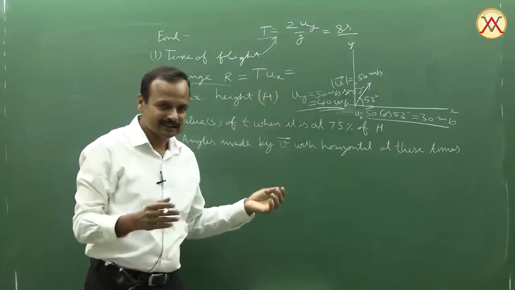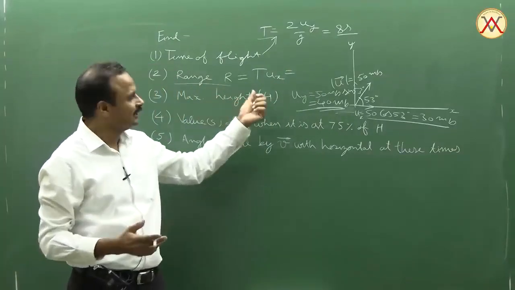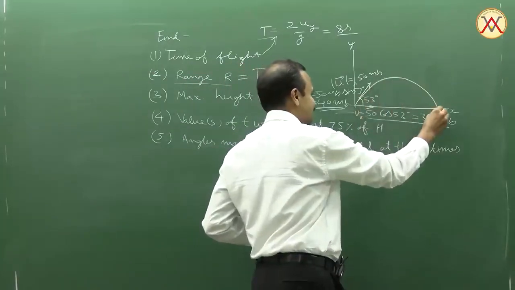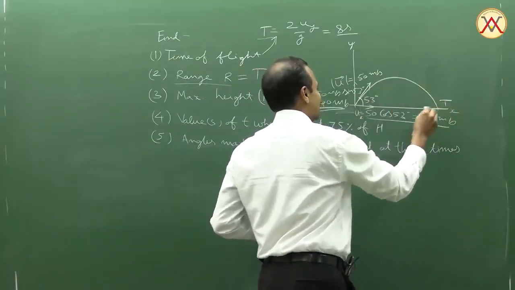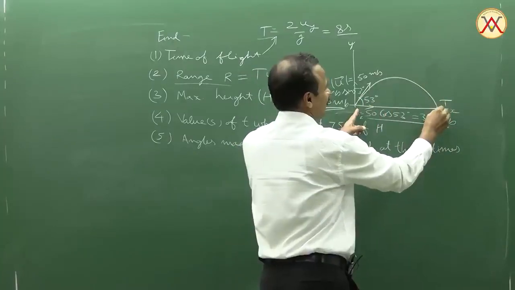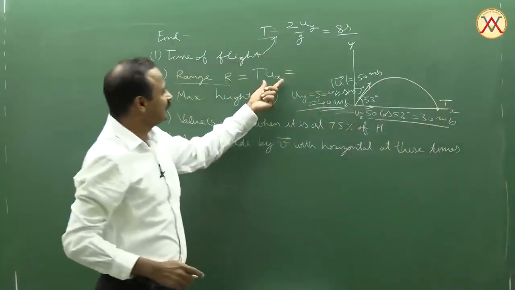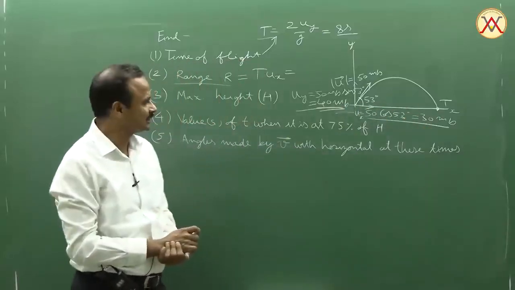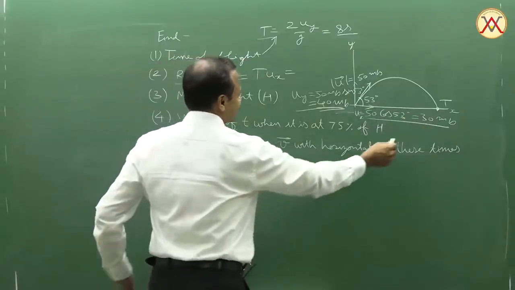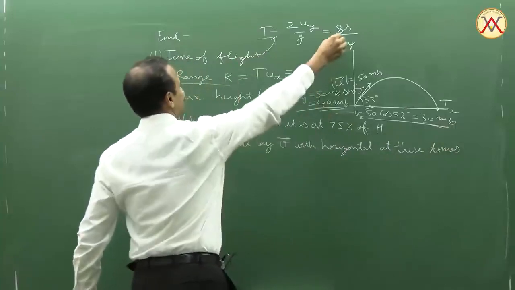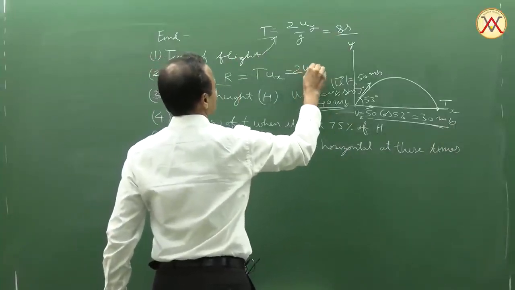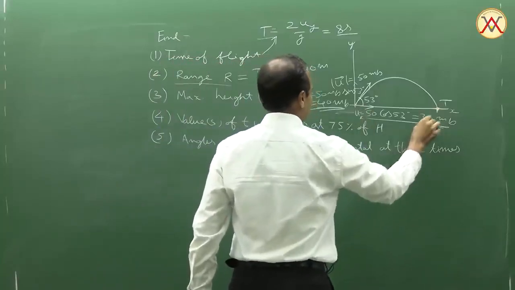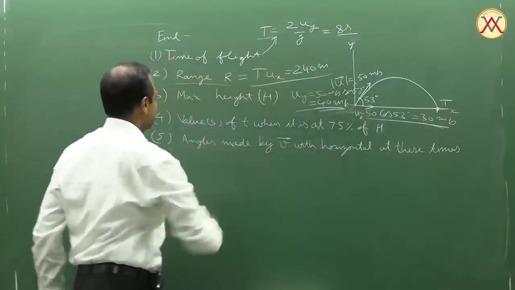You can check the result for range, we derived it using this method because we know that when the particle lands here, if we know the time, range is just the x coordinate of this point. So it will be ux multiplied by t, knowing that the x component of velocity is constant. So ux is our 30. So 30 into 8, this becomes 240 meter. So that is the range of our projectile, 240 meters.